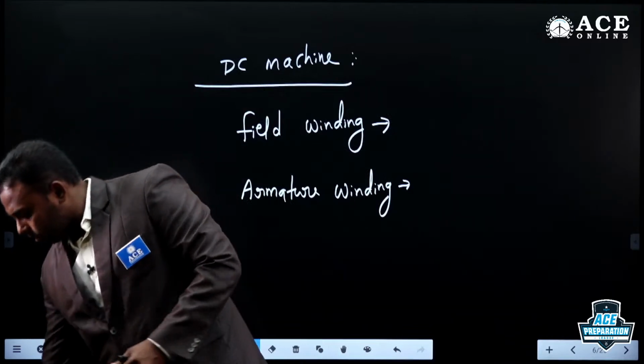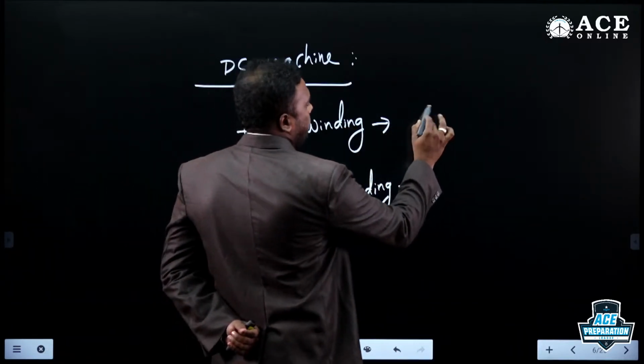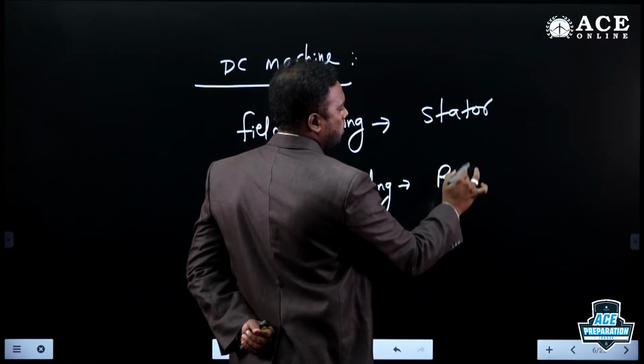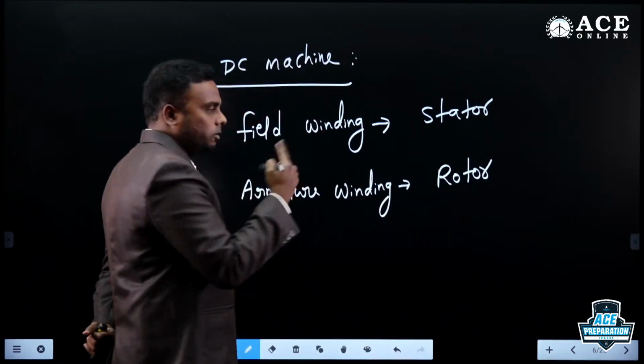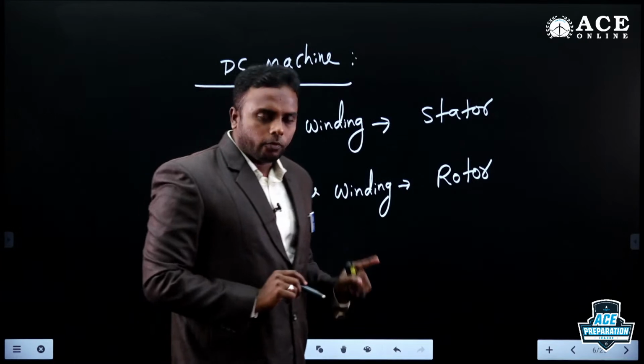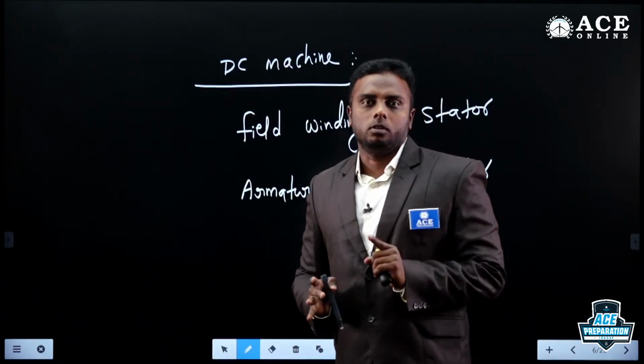Yes. See here. In case of a DC machine, the field winding we place on the stator and the armature winding will be on the rotor. Can we place it in reverse? No. Because according to Faraday's law, whatever EMF is induced in any generator, that is AC only.